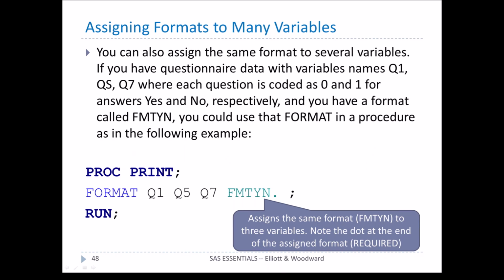And another way we can assign formats is that we can assign many formats using a single format statement. So for instance, let's say we've coded Q1, Q5, and Q7 using a format called FMTYN. Now notice the format statement below. We have Q1, Q5, Q7, FMTYN. That format statement now applies to all 3 of those variables, not just the Q7, but all 3 of them. So we can assign the same format to a number of variables at the same time.